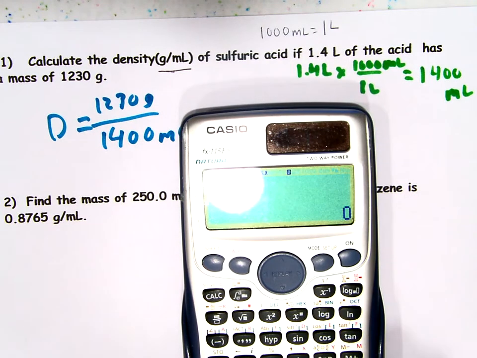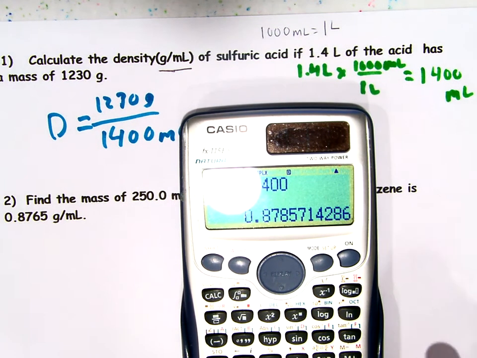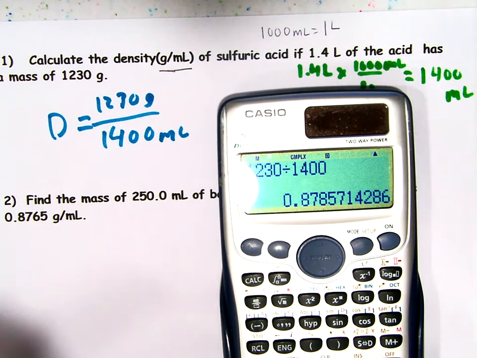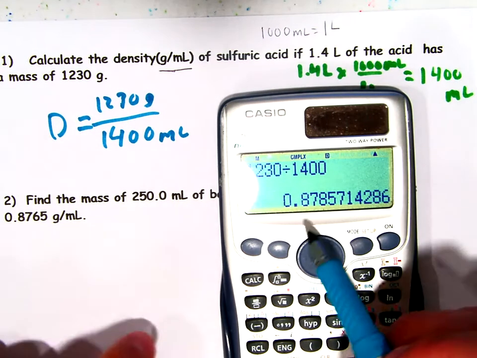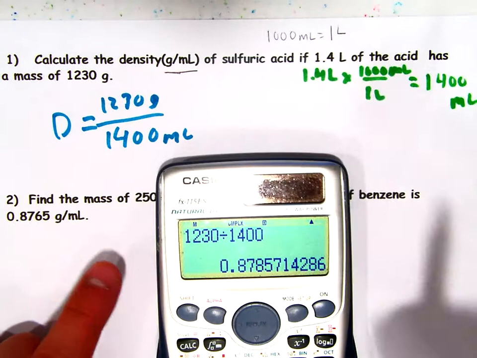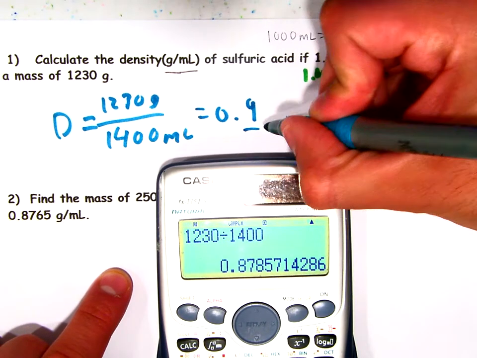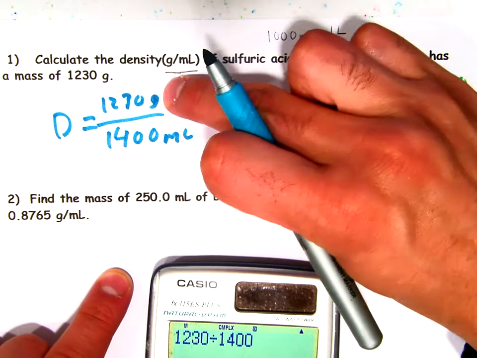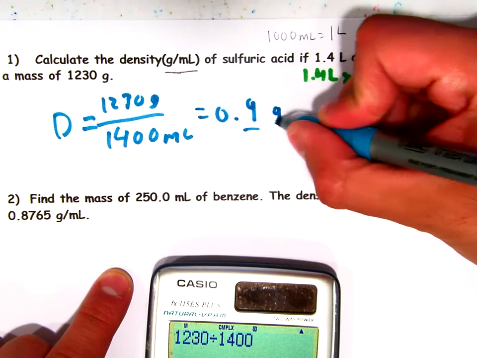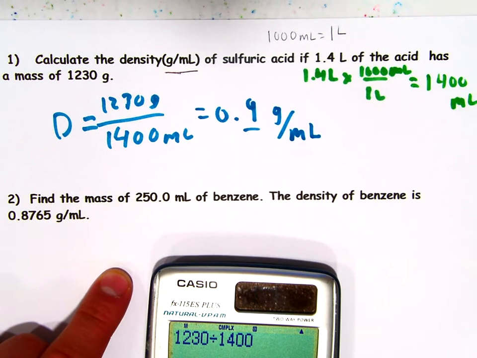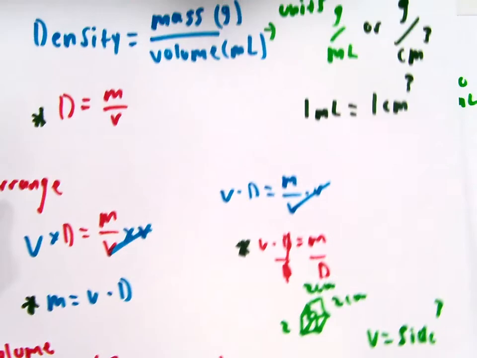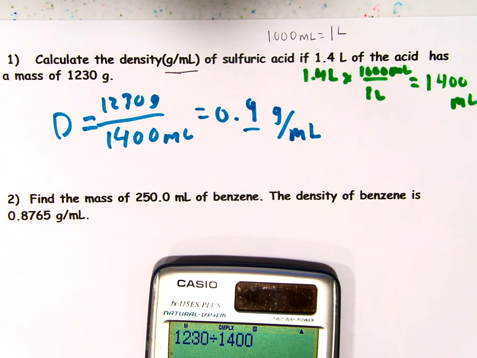So 2,030 divided by 1,400 equals 0.878. I'm just going to round to the first decimal. Since that's 7, we round up. So our answer is going to be 0.9. What are our units? Well, it was grams per milliliter. So remember, that is our unit for density. I'll let you know when you would be using the other one.